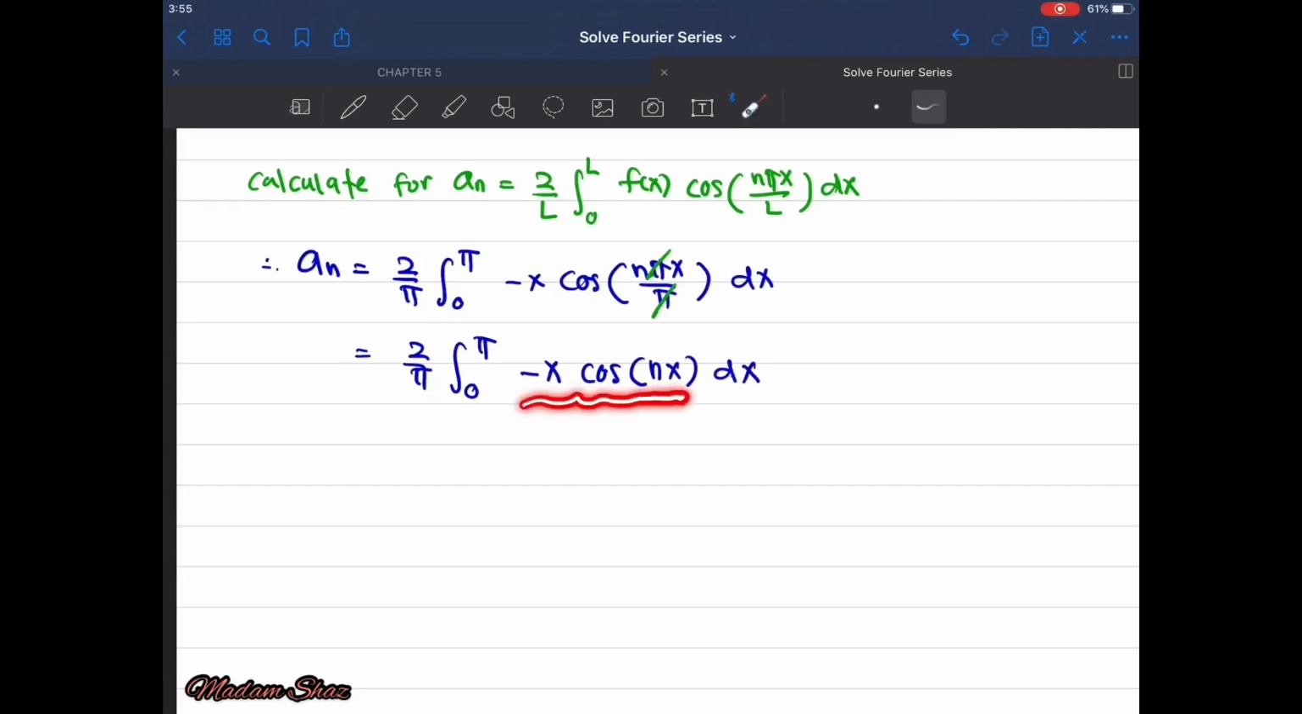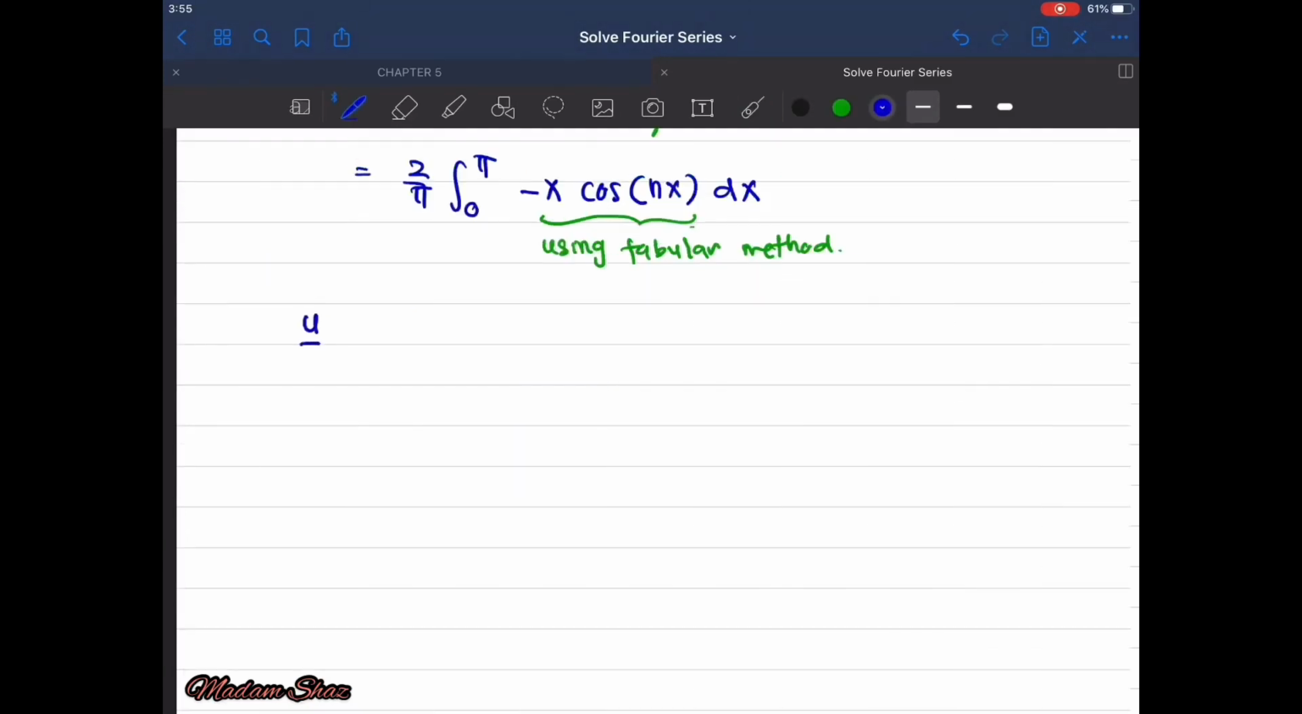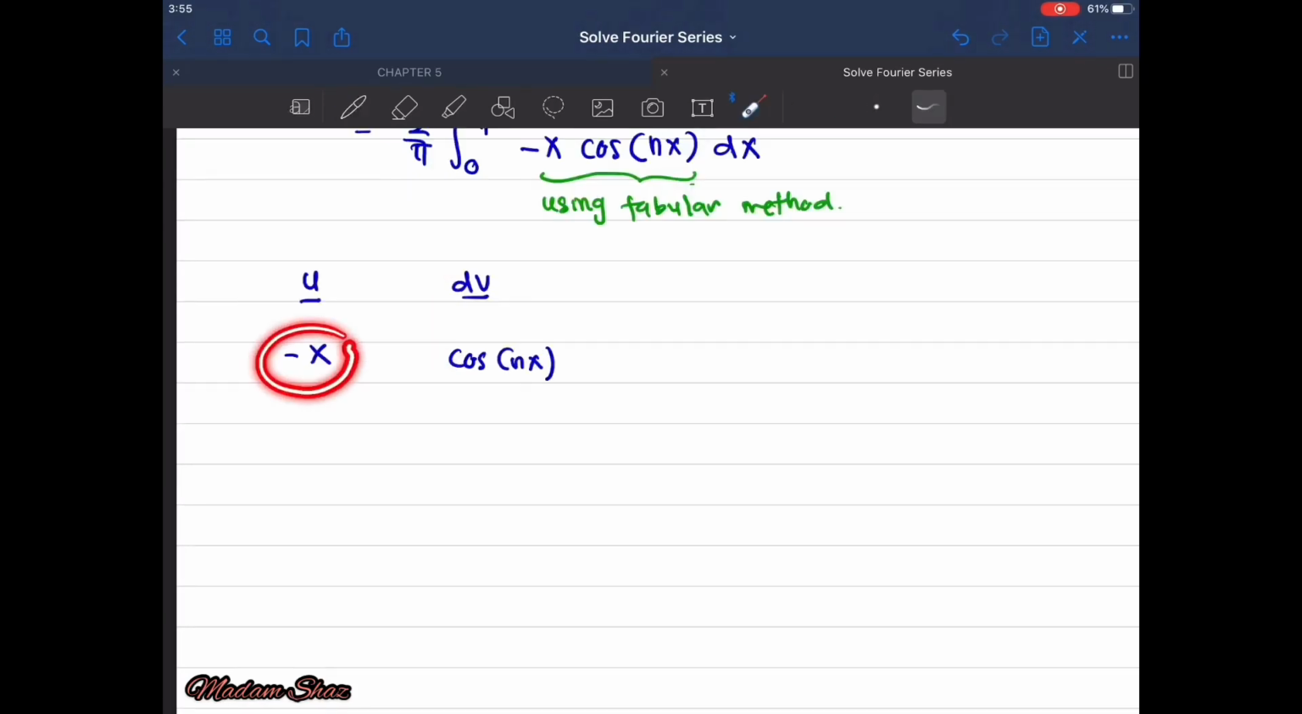By using the tabular method, we have to integrate negative x multiplied with cos nx. So you must have u and you must have the dv. U is equal to negative x. Our dv is equal to cos nx. So for u here, you have to differentiate until you get 0. Negative x differentiated for the first time will become negative 1. Differentiate negative 1 will become 0.